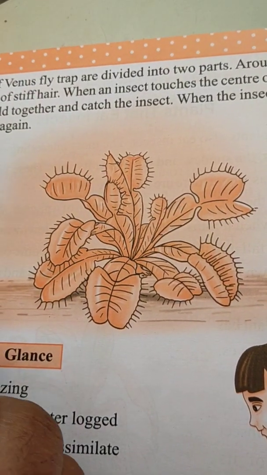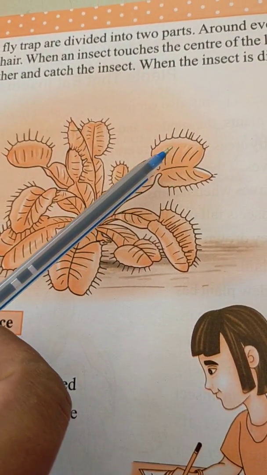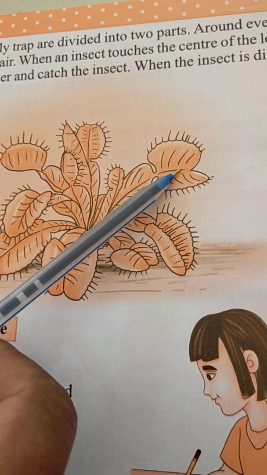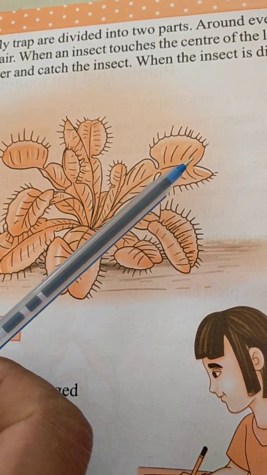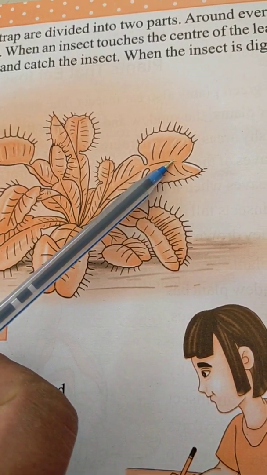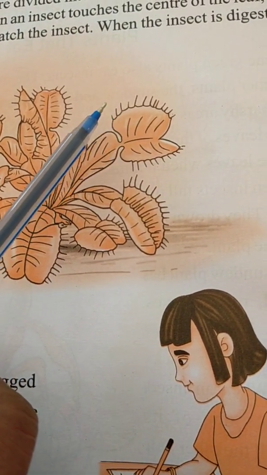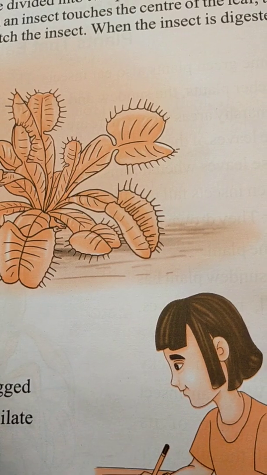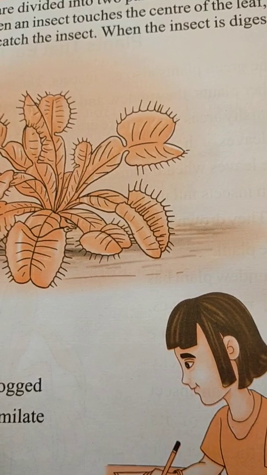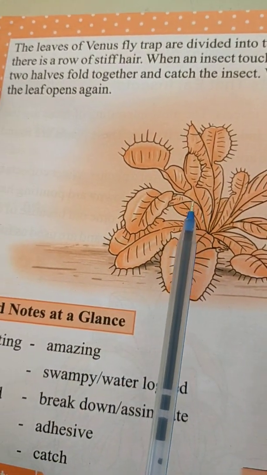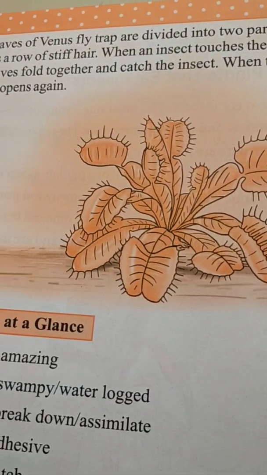Understood my point? This is the middle portion, the center of the leaf, and when an insect drops here or touches here, automatically both sides of the leaf will be closed. Understood, my students? So the two halves fold together and catch the insect. When the insect is digested, the leaf opens again. That means when the insect is digested, the leaf opens again automatically, naturally.